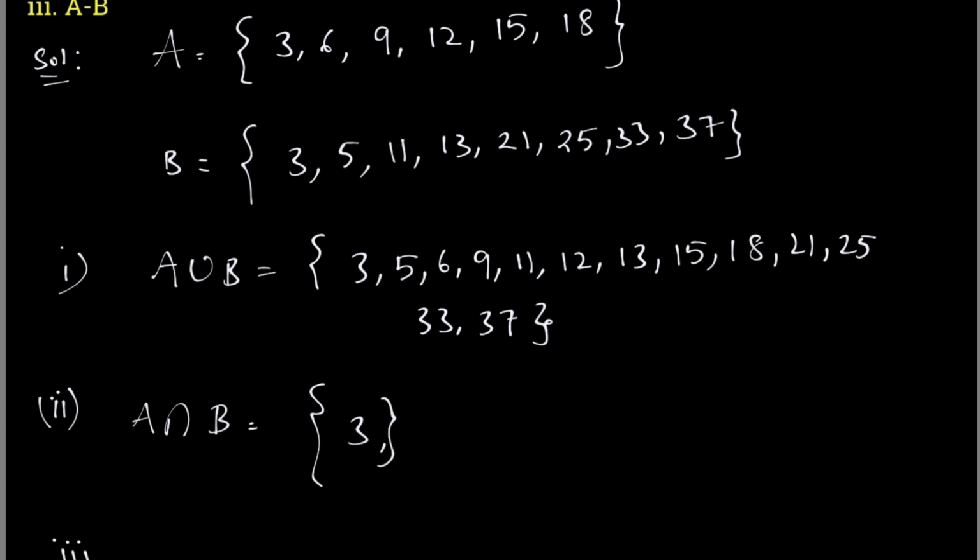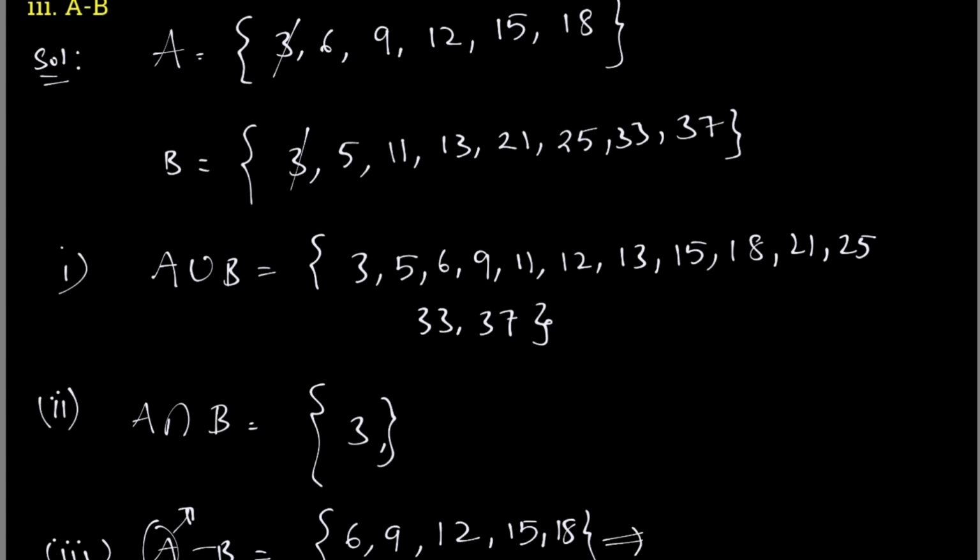The third one is given by A minus B or A dash B, meaning I have to cancel out the values which are common in set A and set B. At the same time, I need to write the elements of set A only. The rest of the values from set A are 6, 9, 12, 15, 18. So this is the set of values representing A minus B, right?